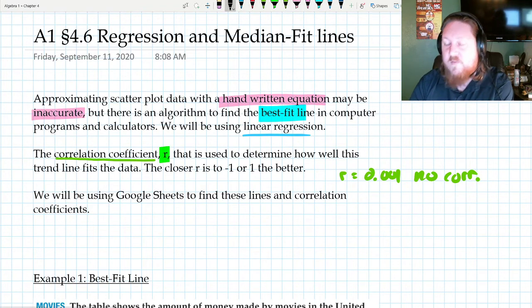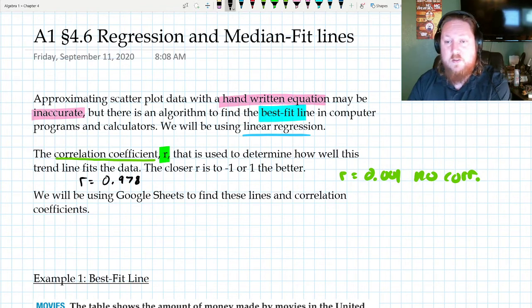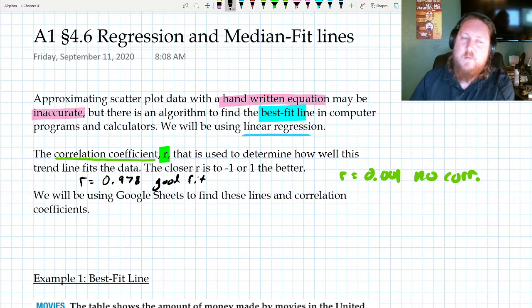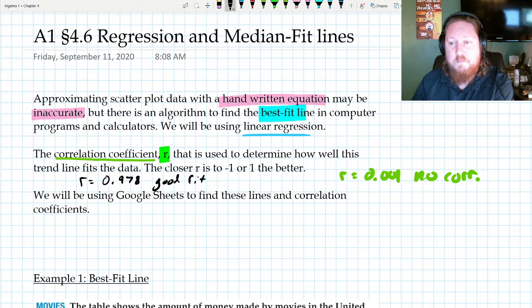If the value is very close to either 1 or negative 1, like if I had an R value that was, say, 0.978, that is really close to 1. This is a really good fit. That means that the data fits that line really, really well. Basically, if it's above 0.5, it's a pretty good fit. If it's above 0.7, it's a good fit. If it's above 0.9, it's a really good fit, right? So that R value basically tells you whether it's a really good fit or an okay fit.